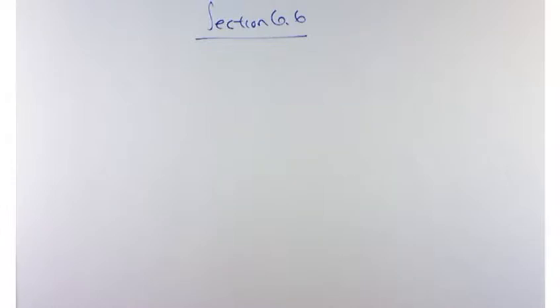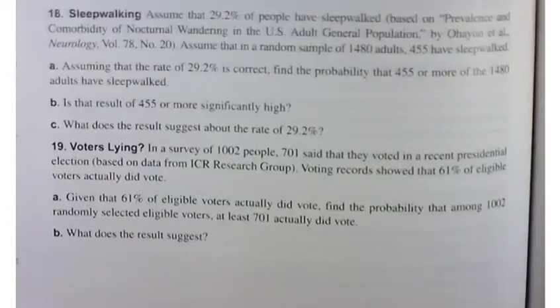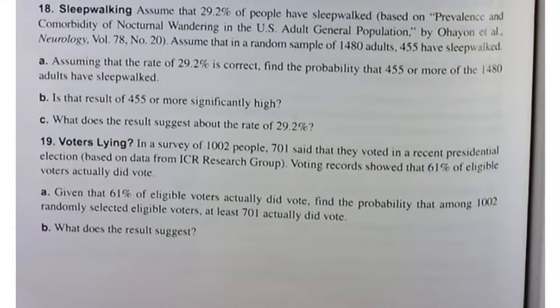Section 6.6 is going to talk about a normal approximation to a binomial random variable. Let's first try and understand why we need to make such an approximation. The normal curve is going to be used to approximate a binomial probability. Let's understand it from the point of view of problem number 19, which hopefully we'll do in a little bit.